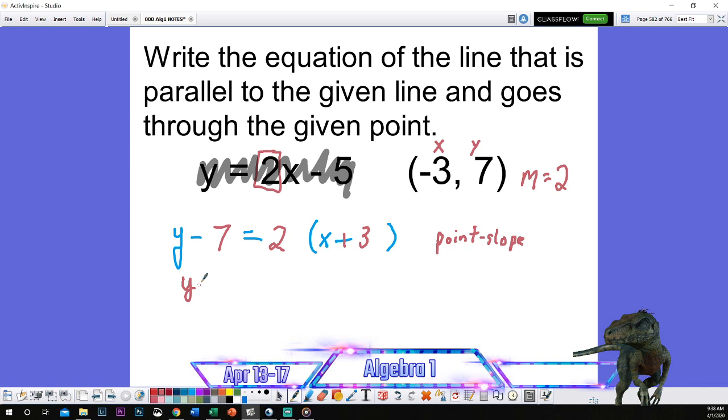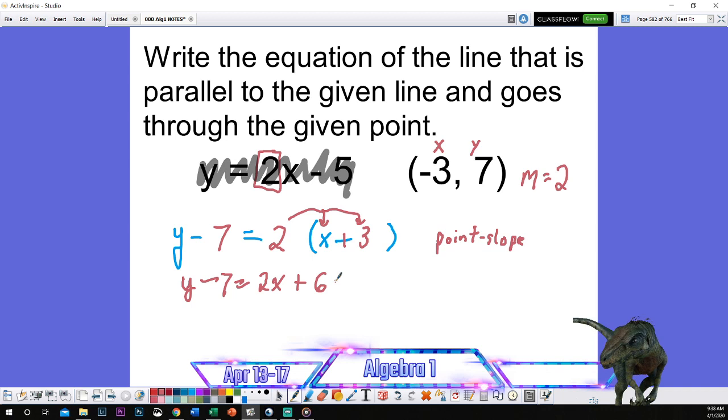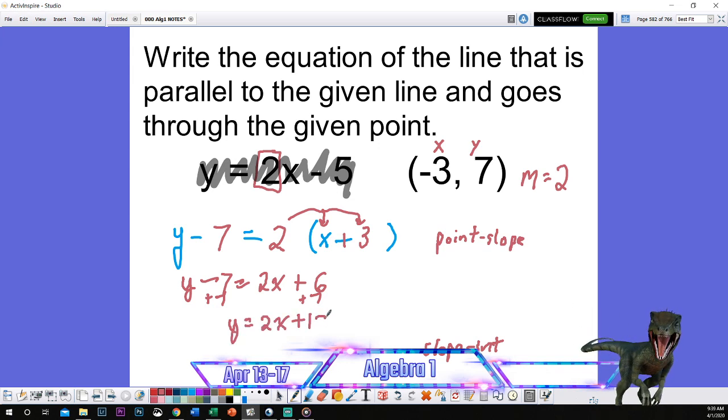You're going to distribute first. So distribute that 2. So that gives us 2x and +6. Finally, I'm going to add 7 to both sides because remember, slope-intercept means solve for y. So I'm going to add 7. And that's going to give me y equals 2x plus 13. And that's all there is to that one. So 2 is my slope, which I already knew. 13 is my y-intercept.